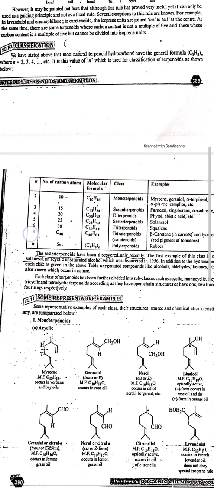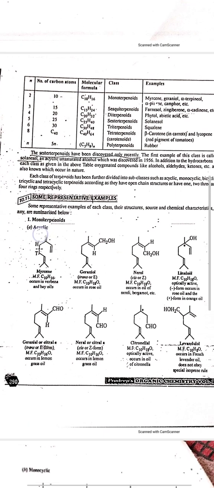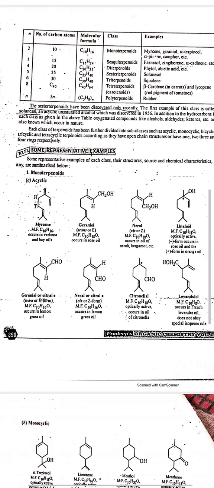10.10 Classification. We have stated that most natural terpenoid hydrocarbons have the general formula C5H8 times n, where n is equal to 2, 3, 4 etc. It is this value of n which is used for the classification of terpenoids as shown below. The sesterterpenoids have been discovered only recently.